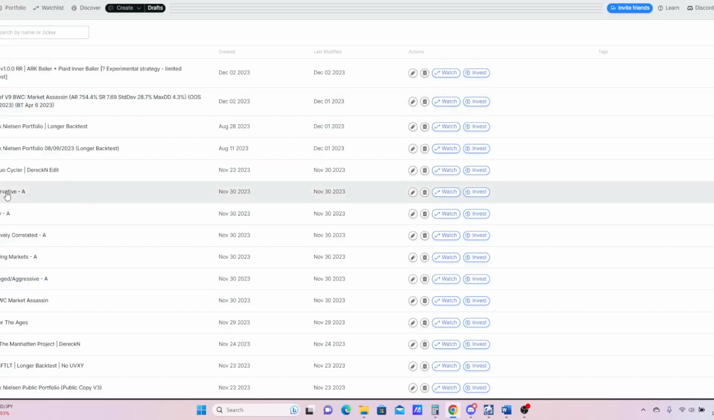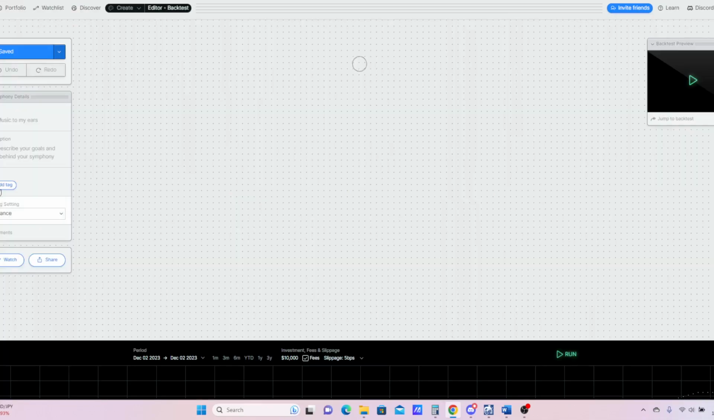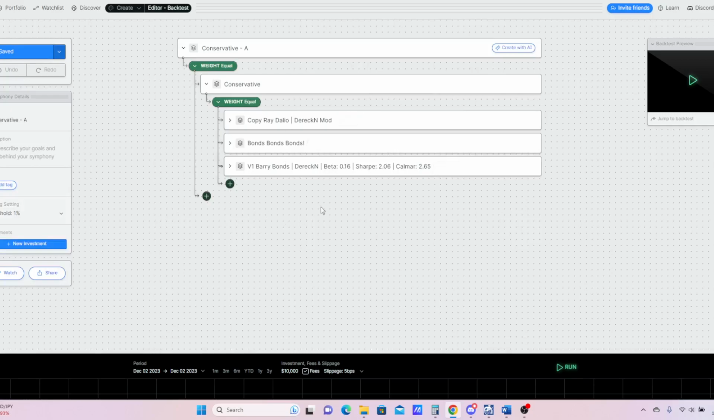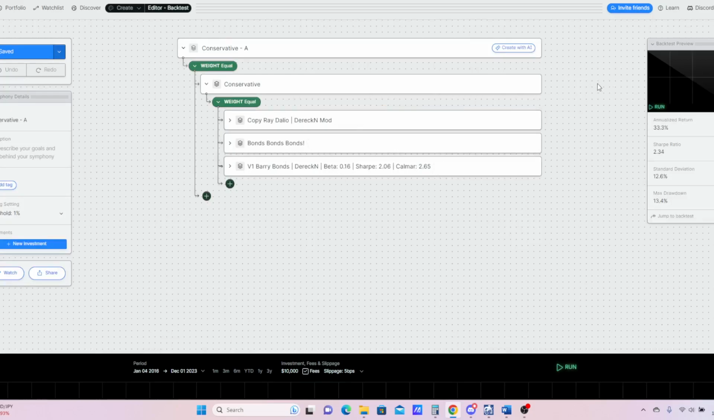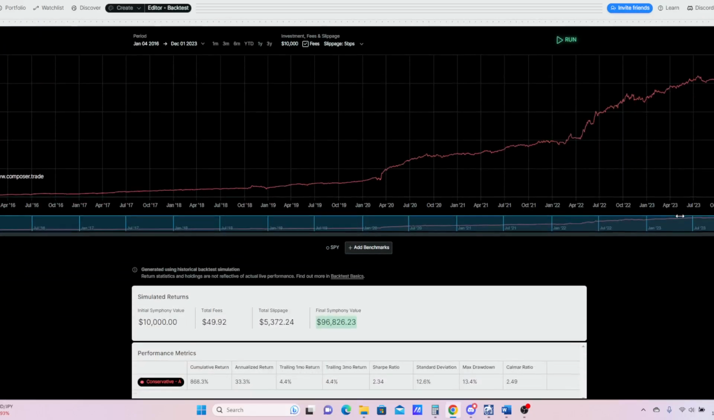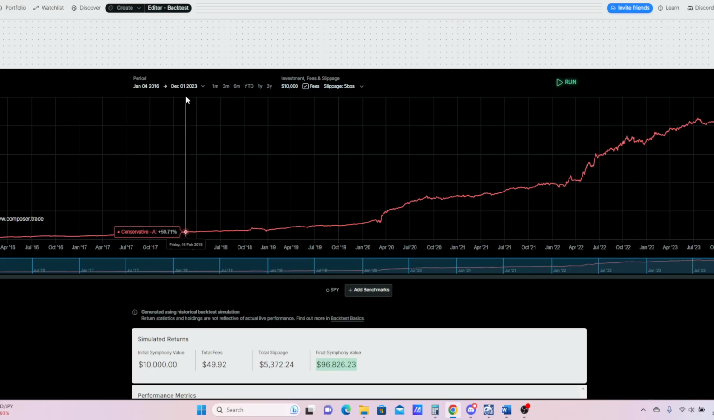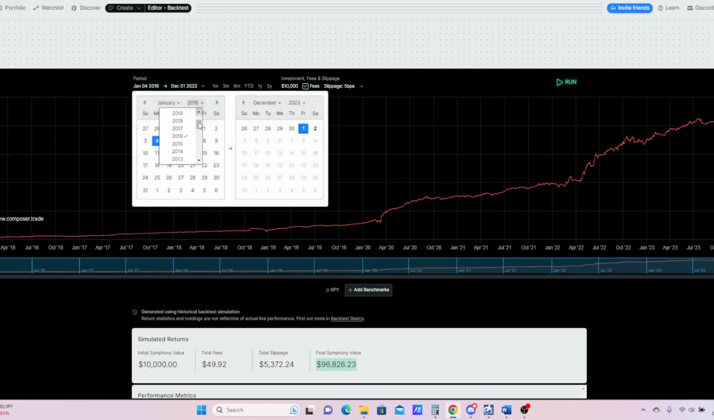So the first one, I'll just go over the conservative portion. So again, these are just more conservative, much less volatile symphonies. So if I run a test on these, you can see the max drawdown is pretty low, and this is since 2016. So I think this can actually go much further back. I'll just try 07. They might go back that far. Let's see.